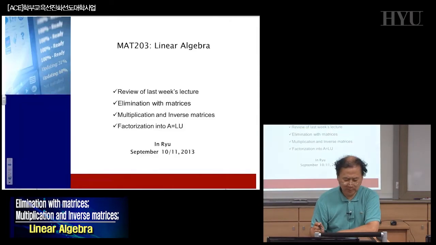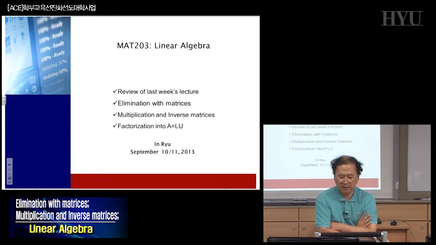Okay, today I'm going to review last week's lecture. Then for this week, today and tomorrow, I'm going to discuss 3 topics: elimination with the matrix, matrix multiplication and inverse, and factorization. Whenever you have a question, just raise your hand. You can ask me a question in English or in Korean. Okay?